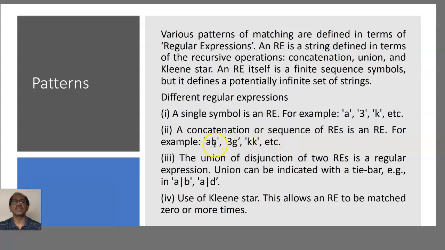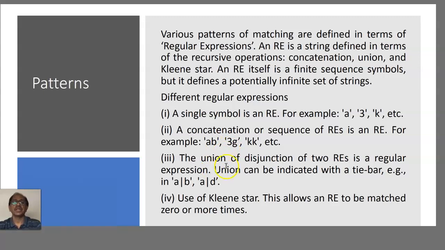It need not be only 2 letters or 2 characters. It can be more than 2 characters. So you can say ABC or ABCD. Any number of characters can be concatenated to get our expression. But remember, the order remains the same. When you say AB, A precedes and B follows. It cannot check for BA, right? Okay.